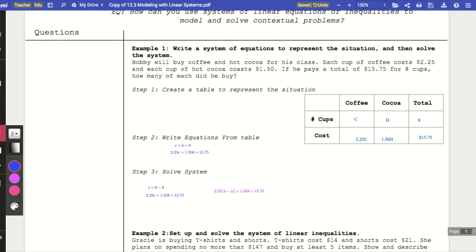I'm going to do some math rainbows by multiplying the 2.25 to 8 and the 2.25 to H. Julia, don't do that, please.